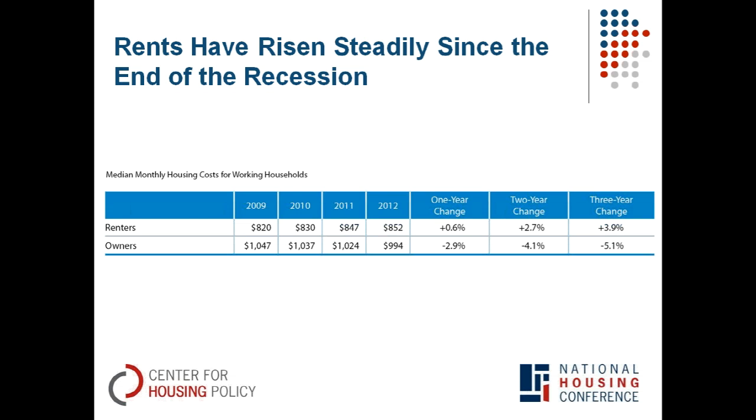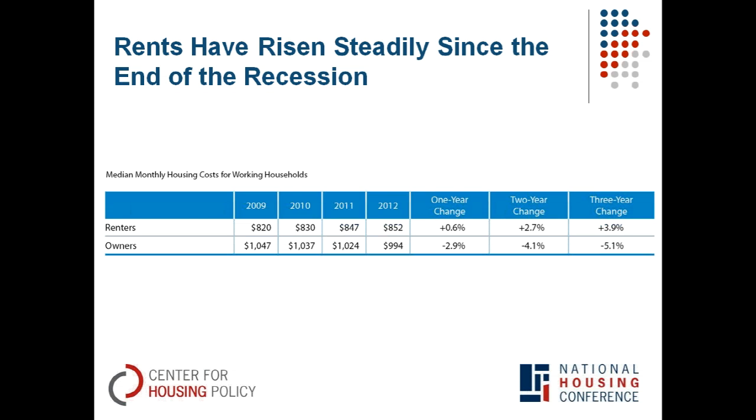For working owners, it's a little bit different, but there are still some concerns. The decreases in the owner costs that we see have come from working owners who have been able to modify their mortgages and reduce their monthly payments, as well as working owners who have been able to refinance their mortgages at lower interest rates, and also actually new working owners who have bought homes at lower prices in housing markets that haven't recovered.